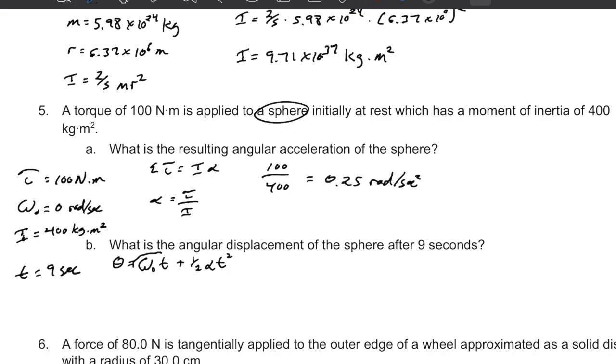Omega naught is 0, so omega naught t goes away because 0 times anything is still 0. We're left with 1/2 times alpha times time squared. So 1/2 times 0.25, which is the answer we got in A, times 9 seconds squared, or 81. 1/2 times 0.25 times 81 should get us something around 10.13 radians, because theta is measured in radians. 10.13 radians.